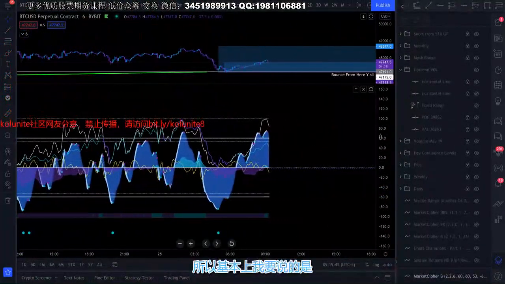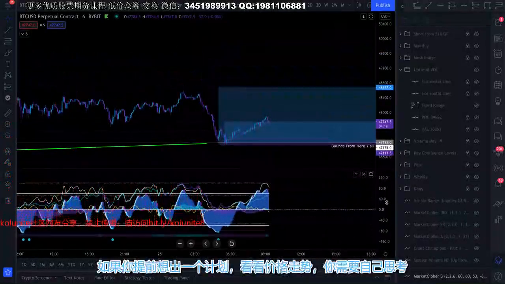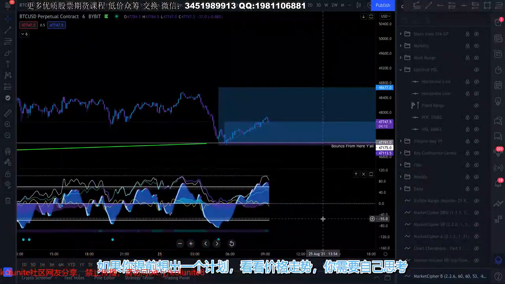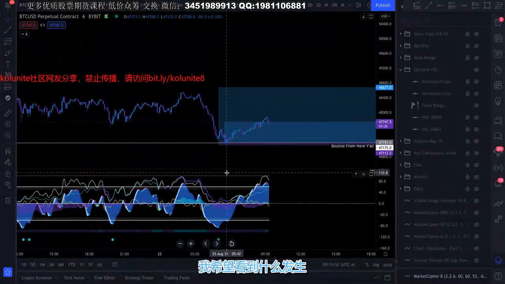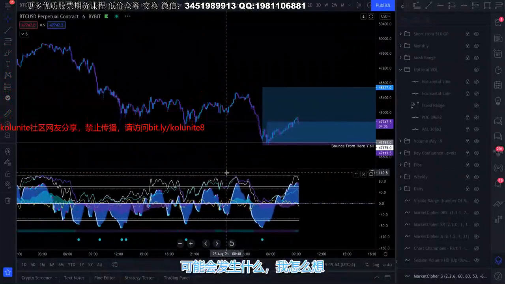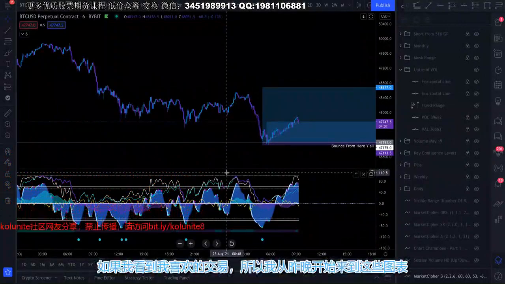And so basically what I'm saying here is, if you come up with a plan in advance, look at the price action, and you need to think to yourself, what would I like to see happen? What is probable of happening, and what do I think if I see what I like to trade?